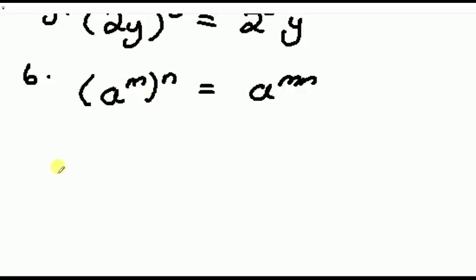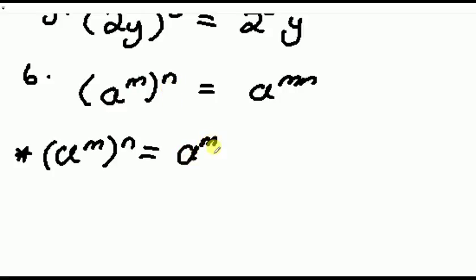So let's try to explain that. It will be a to the power m, all to the power n, is equal to, since we made everything to the power m, we will be multiplying m to the power n times. So it will be a to the power m multiplied by a to the power m multiplied by a to the power m multiplied by a to the power m, n times.